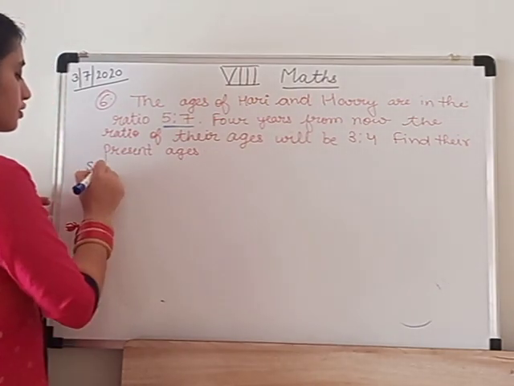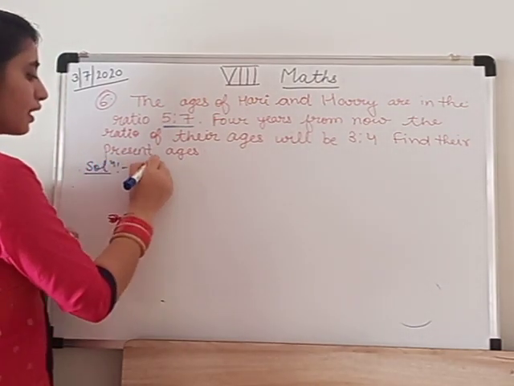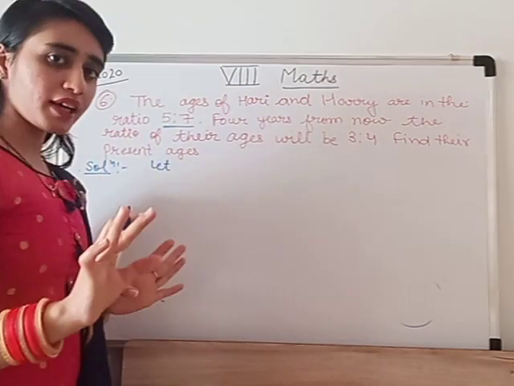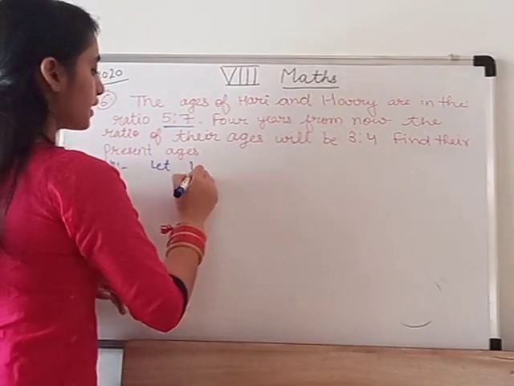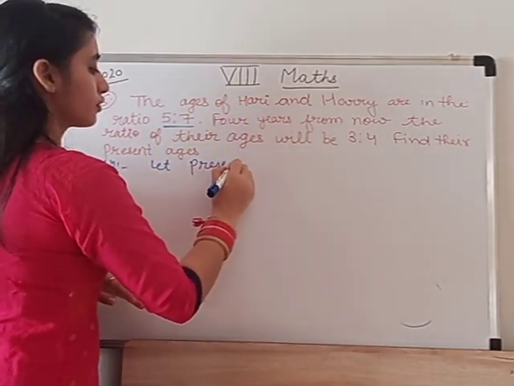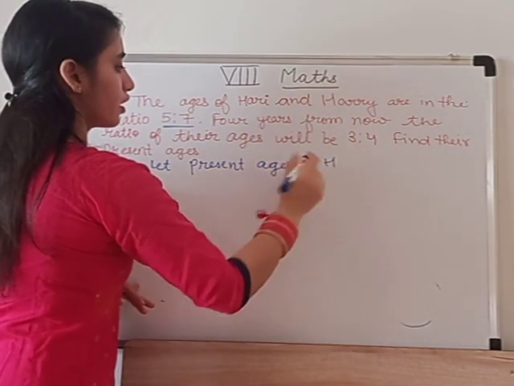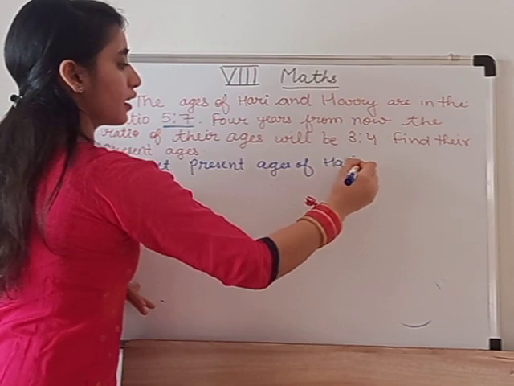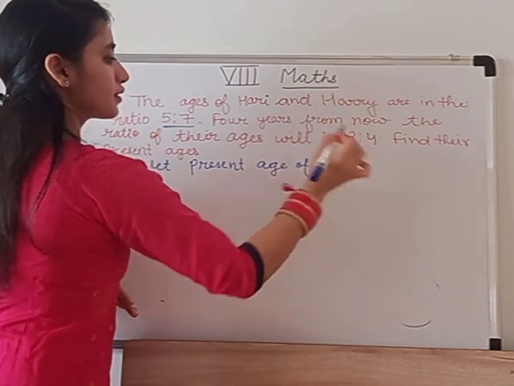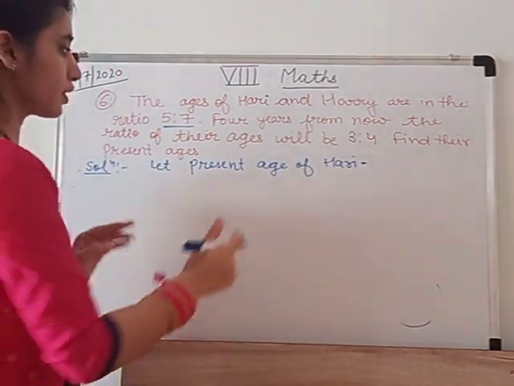Now what's the solution? Let ratio be x, then present ages of Hari. Present age of Hari is, what's the present age of Hari be?